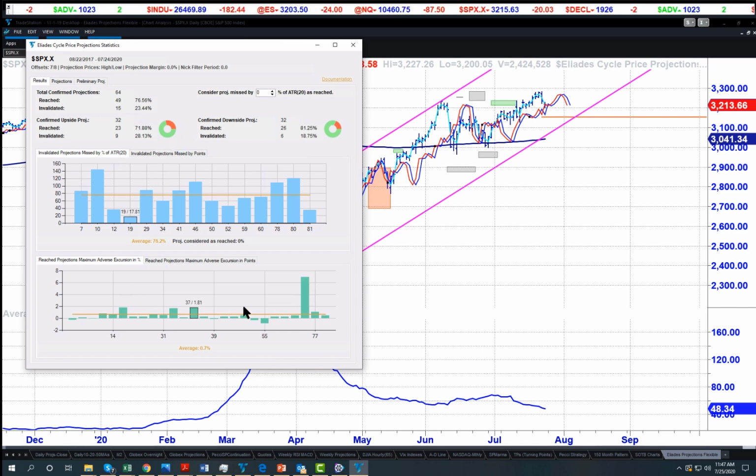I'm sure some of you will still have questions. Remember, you can look at both upside and downsides, and if you're working on an upside projection, it'll probably be more statistically significant if you look for the statistics for upside projections, okay? But all three of these stats are important: upside, downside, and total number of projections reached, okay?